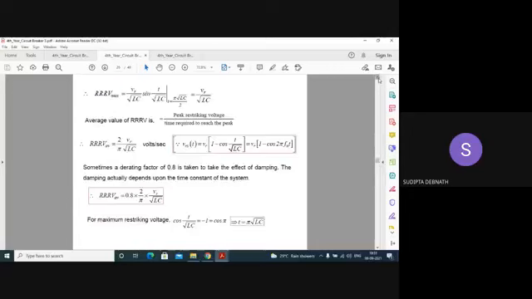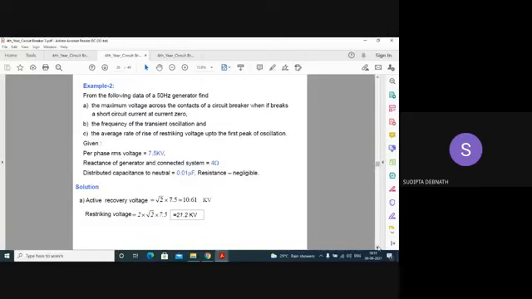Now if you are asked to find the average value of restriking voltage, or the rate of rise of restriking voltage, then one example is given here. See, the maximum voltage across the contacts of a circuit breaker when it breaks a short circuit current at current zero, that means voltage maximum. You have to find the frequency of the transient oscillation, the maximum voltage across the contacts, and the average rate of rise of restriking voltage up to the first peak of oscillation, because in the first oscillation only it has the maximum value. So these are the given values.